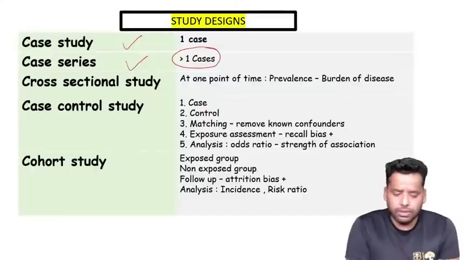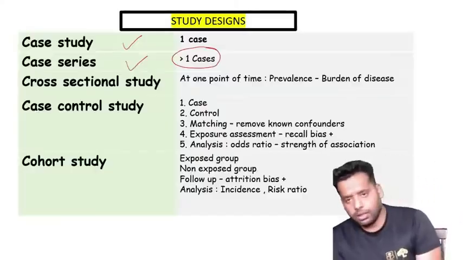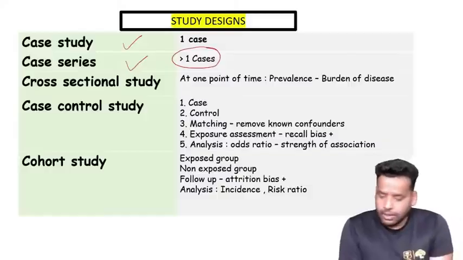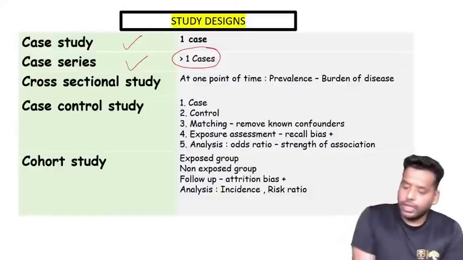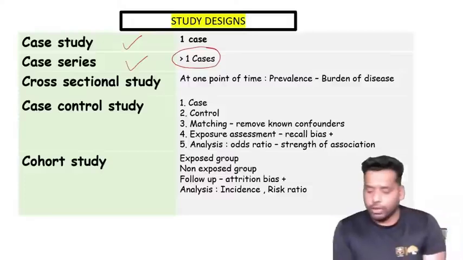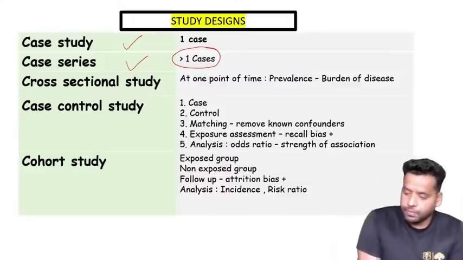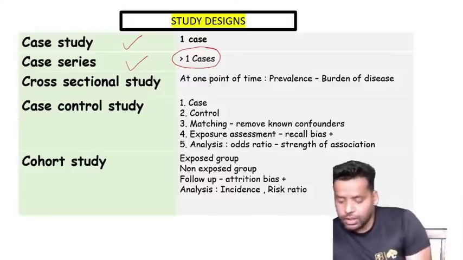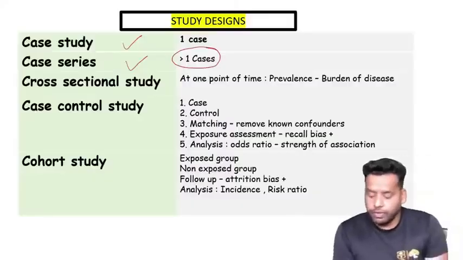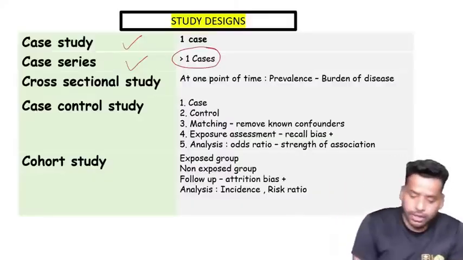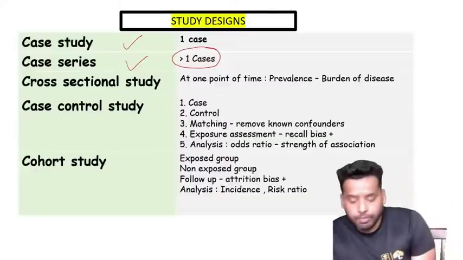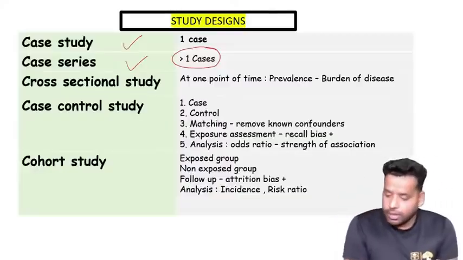Words are English. Cases and controls. Yes, good. 3 deceased individuals, 3 healthy individuals. Then it will become what study? Case control study. Very good. The difference between case series and case control study is in the comparison group. Very good.